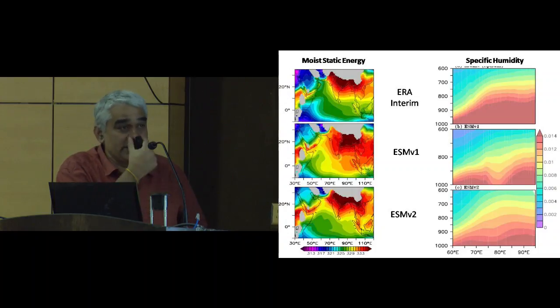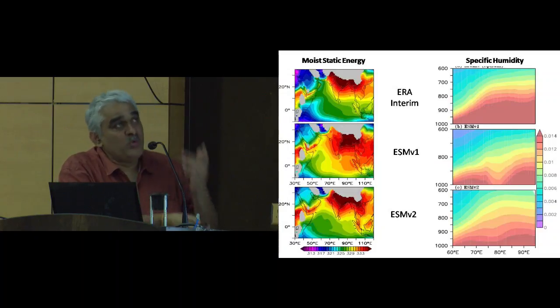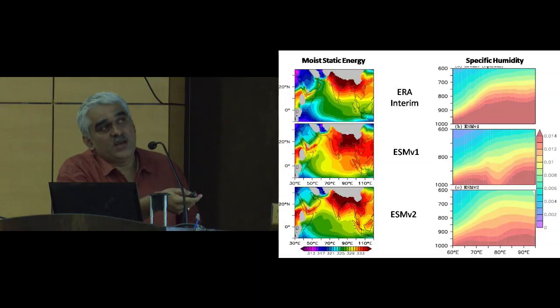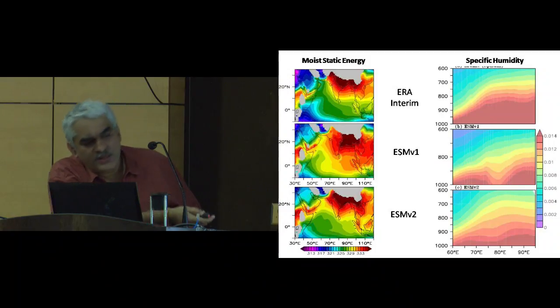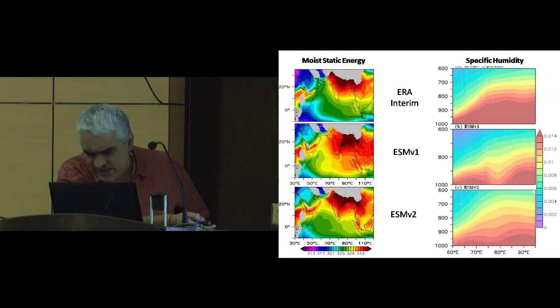The moist static energy meridional gradients are much, much weaker. And this improvement in the moist static energy comes because of this, a section of the specific humidity which you have taken over the Indo-Gangetic plain, a section from, I think, 60 east to 110, 100 degree east.